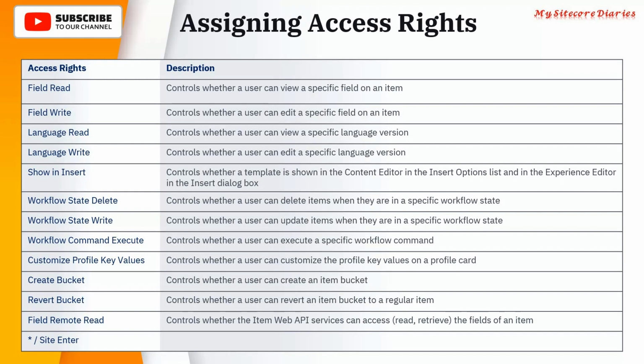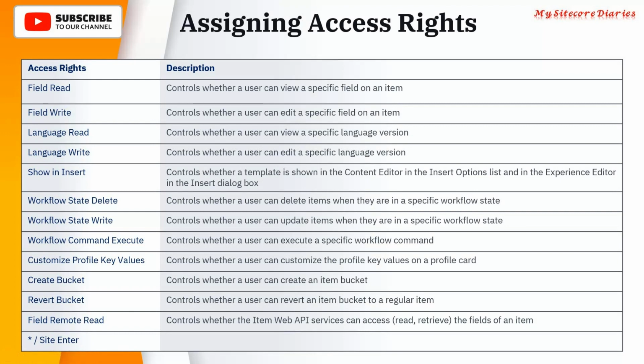Then you have field remote read. It controls whether the item web API can access the field of an item. So if a web API wants to access any field, then you should have field remote read. Then there is a star also, and Sitecore also. I don't have a specific explanation for this. If you know it specifically, let me know in the comments.